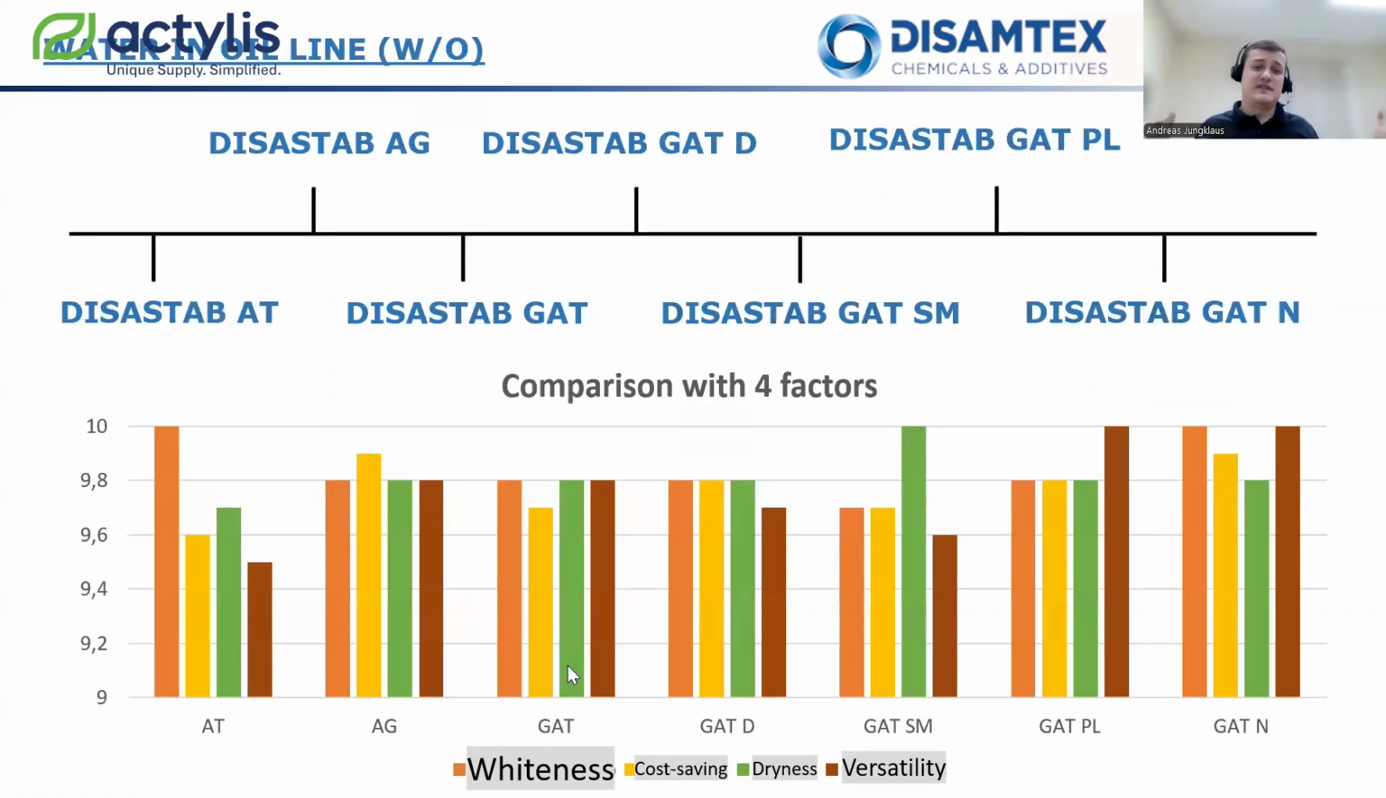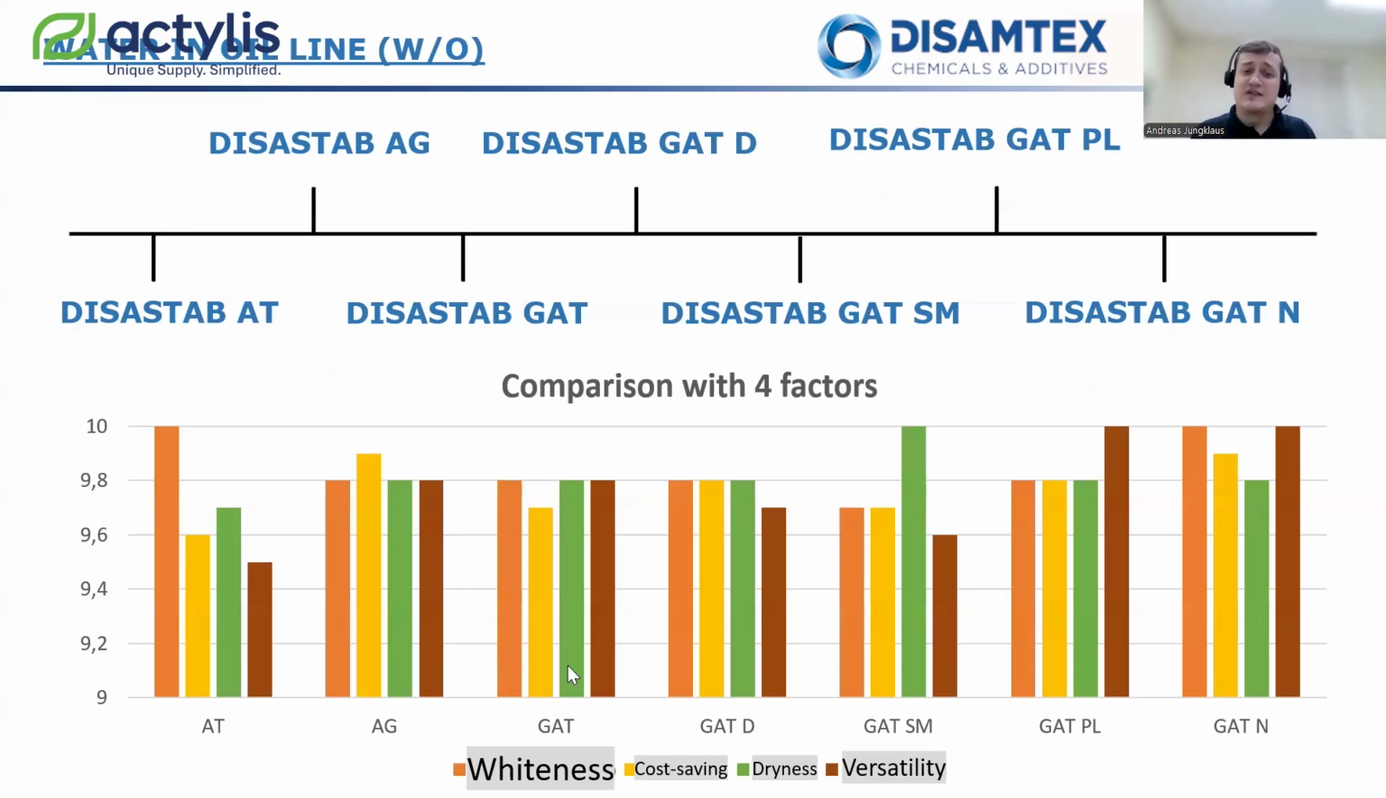This chart presents the Disastab water in oil emulsifier line from Disamtex, showing a comparative performance analysis of 7 different products throughout history: AT, AG, GAT, GATD, GATSM, PL, and N. Each product is evaluated according to 4 key factors: whiteness, which you see in orange, meaning the non-yellowing effect, cost saving in yellow, dryness in green, and versatility in brown. I'll speak more about versatility soon.